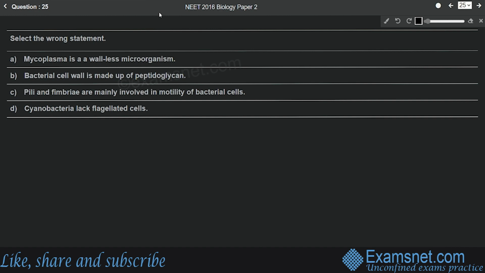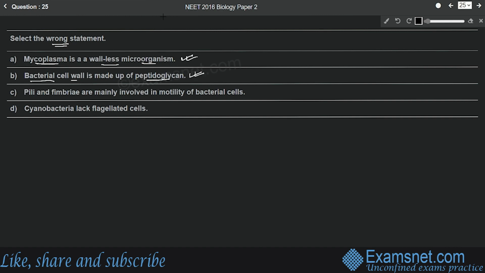Question number 25 is from the chapter Cell, the Unit of Life, and the question is select the wrong statement. Okay, so we have to find the incorrect one. The first statement says mycoplasma is a wall-less microorganism. Yes, this is a correct statement. Okay, it does not have a cell wall. Then we come to the second statement. It says bacterial cell wall is made up of peptidoglycan. This is also true.